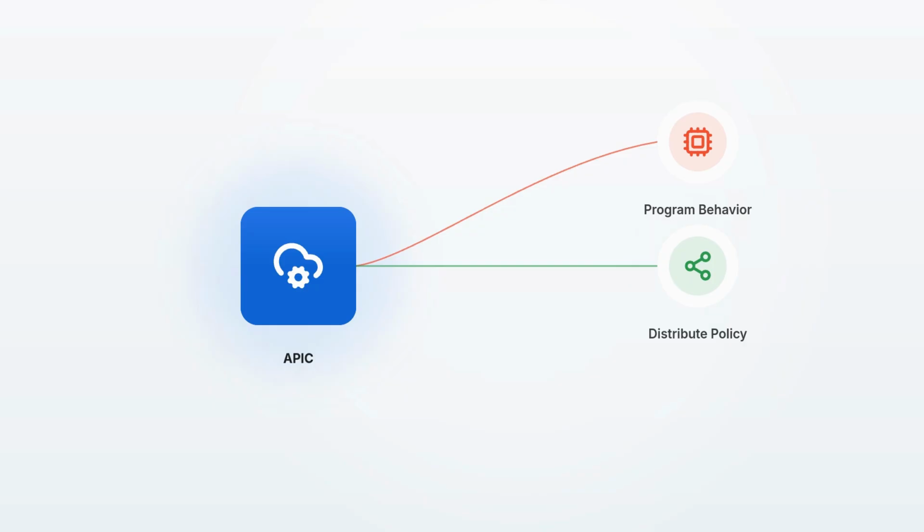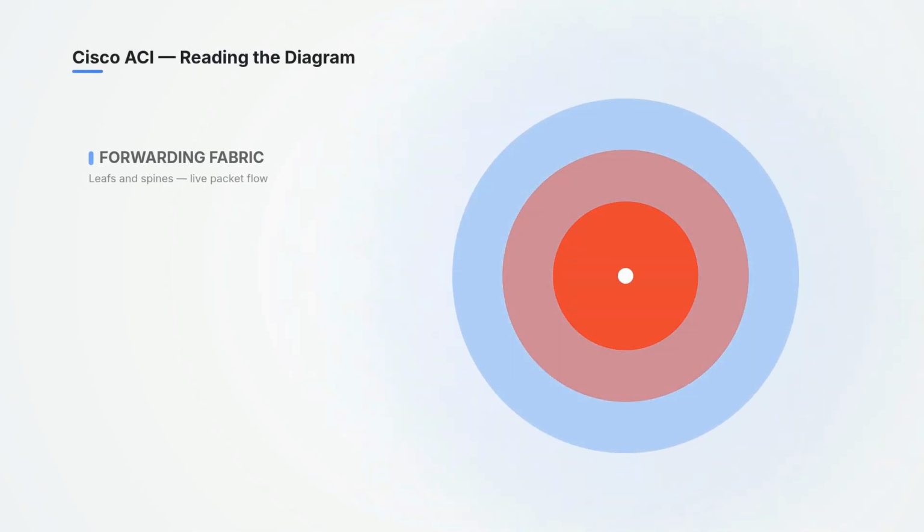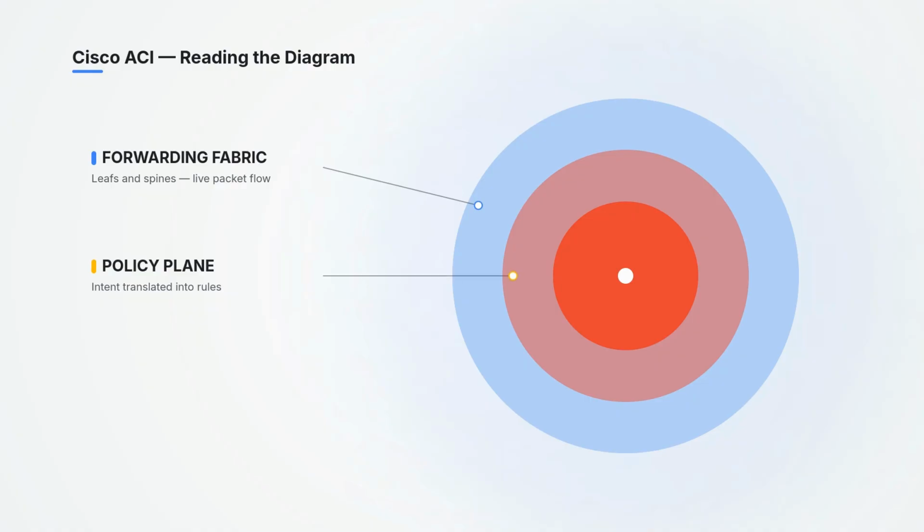What APIC does is program behavior, distribute policy state, and provide the operational interface, letting the fabric behave like one system instead of a pile of independent switches. What APIC does not do is sit in line in the packet path between endpoint A and endpoint B. So whenever you see APIC on an ACI diagram, read it as control policy and operations.